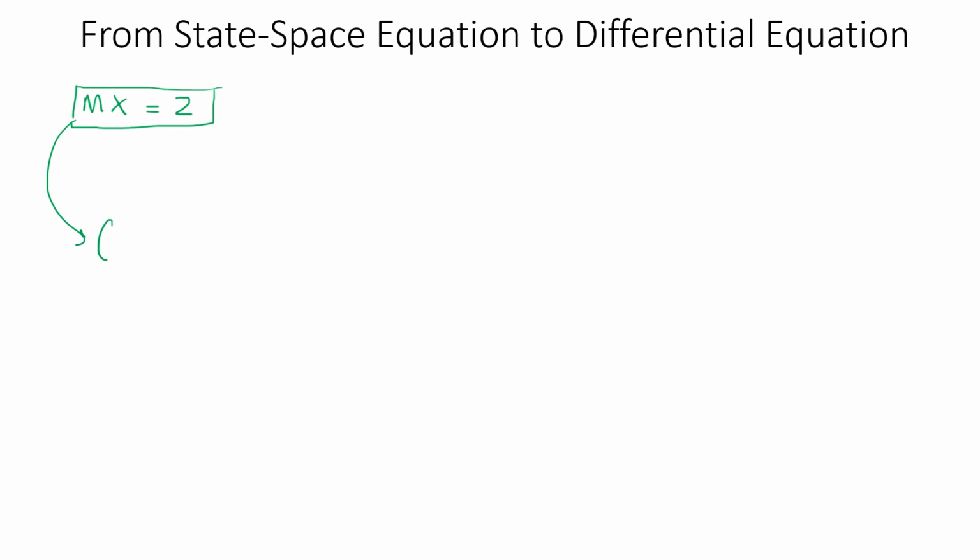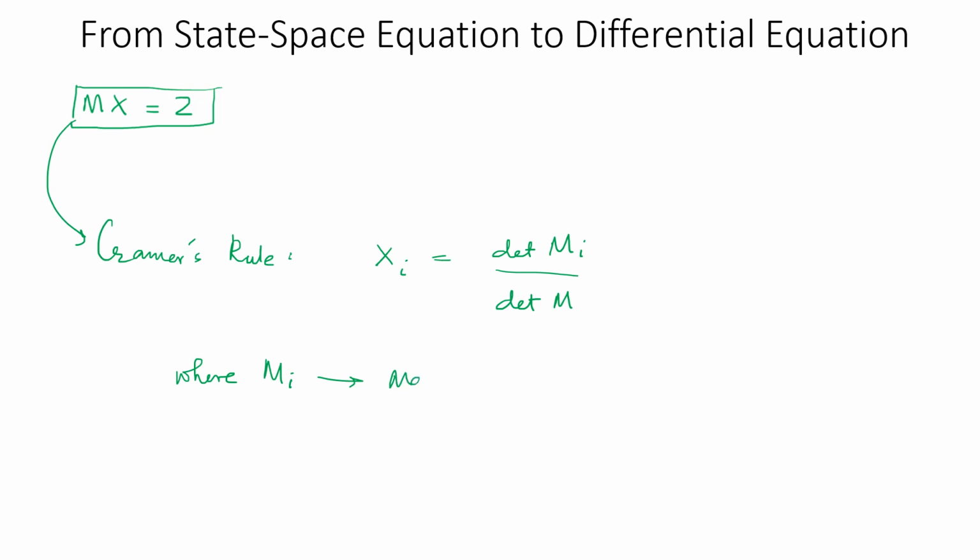Now, for such systems, Cramer's rule is quite simple. It says that you can find the ith x to be equal to the determinant of Mi over the determinant of M. This M is quite clear, but what is this Mi? This Mi is actually matrix M, but with a little modification: the ith column replaced by vector z. Now you already know this z is placed already over here.